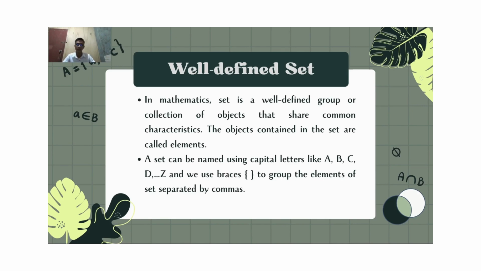Second, a set can be named using capital letters like A, B, C, D, and so on and so forth up to Z. So we can use all the alphabet letters, using capital letters. And we use braces to group the elements of a set, separated by commas. Inside the braces, we call those elements, and they are separated by commas.